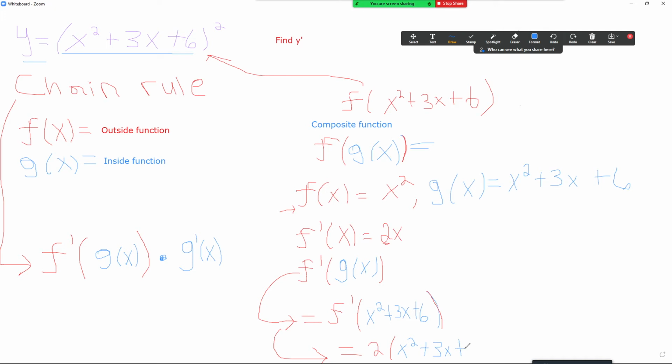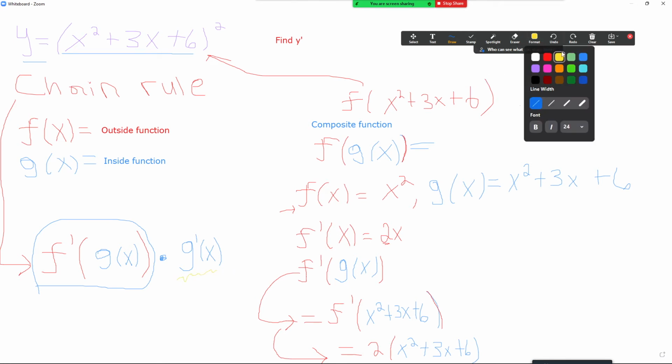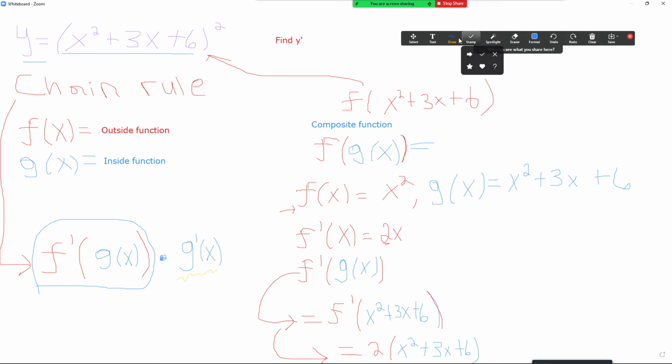So what you have found at the moment is the first part of the chain rule, this key guy. F prime of g of x is actually 2 times x squared plus 3x plus 6. And notice there's only one last key to find here, which is g prime of x. So first you identify what's g of x, and we have g of x is x squared plus 3x plus 6.